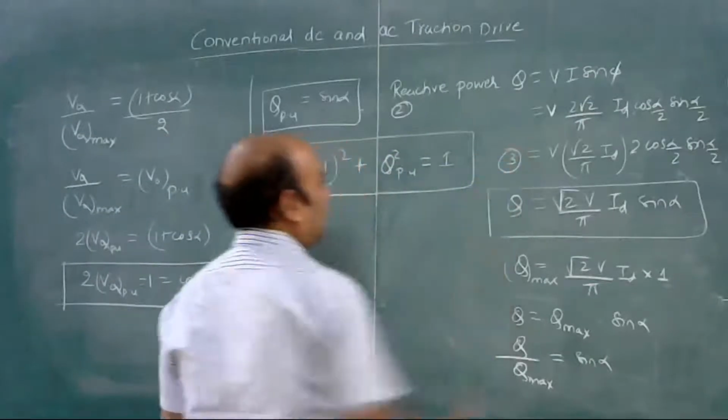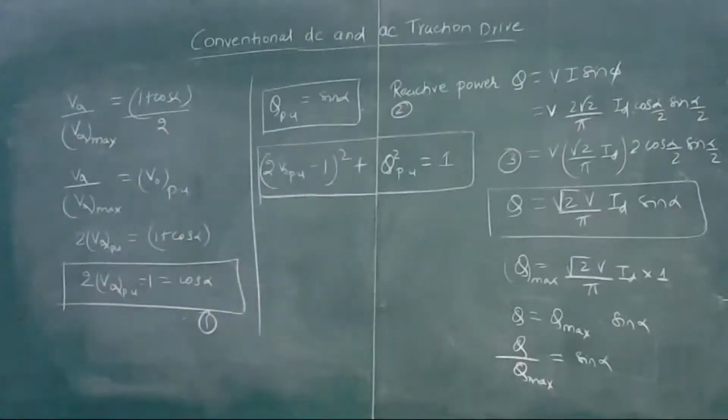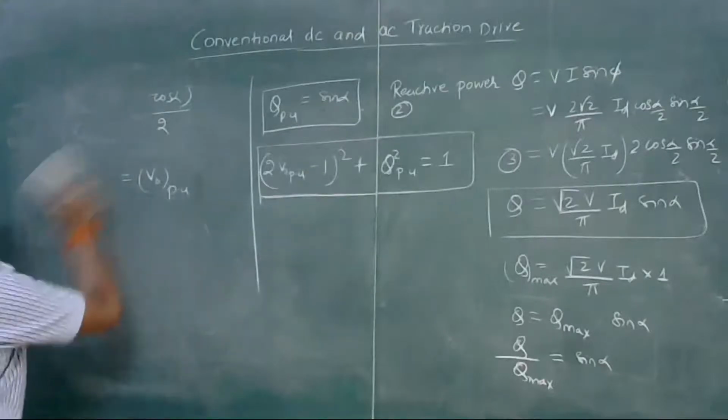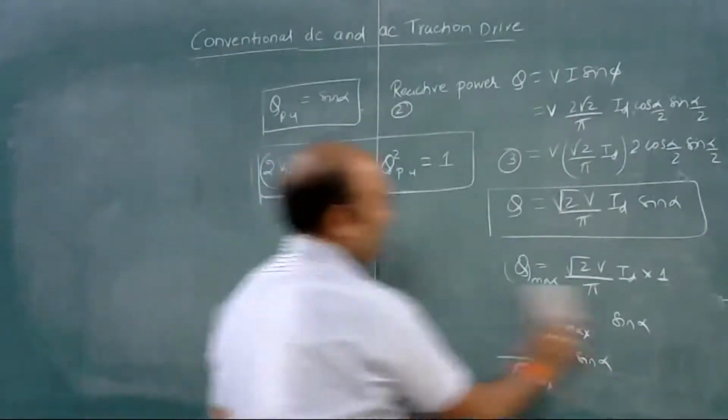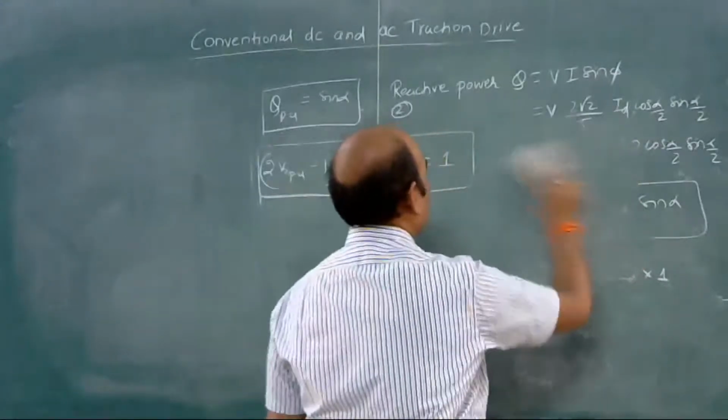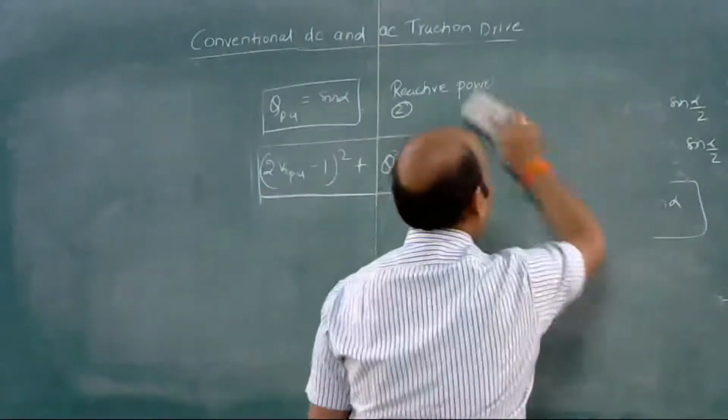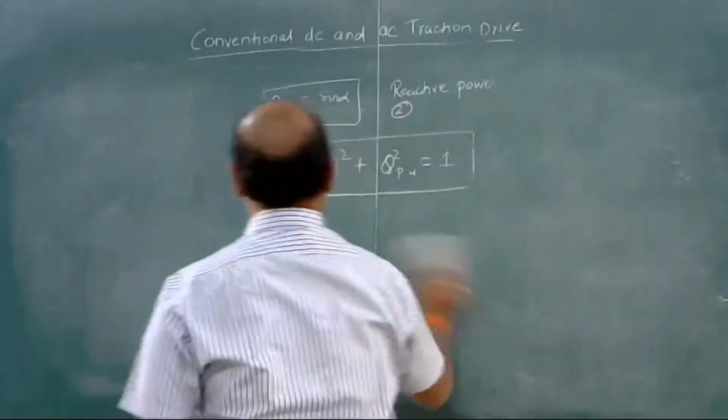So this is equation 3. So using this equation 3, we can draw a graph between V_out per unit and reactive power per unit. Okay, so this is a very important formula.